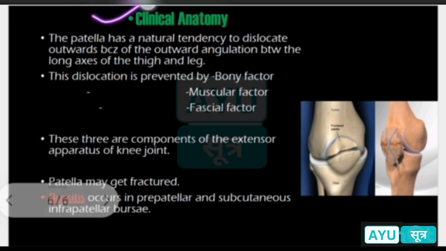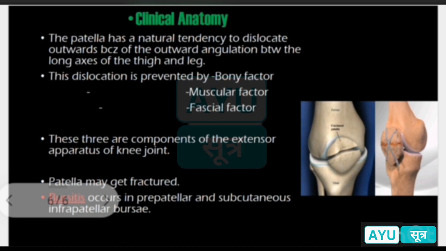Now let's talk about the clinical anatomy. The patella has a natural tendency to dislocate. This can be prevented by three factors. The lateral edge of the patellar articular surface on the femur is deeper than the medial edge. This is known as the bony factor.